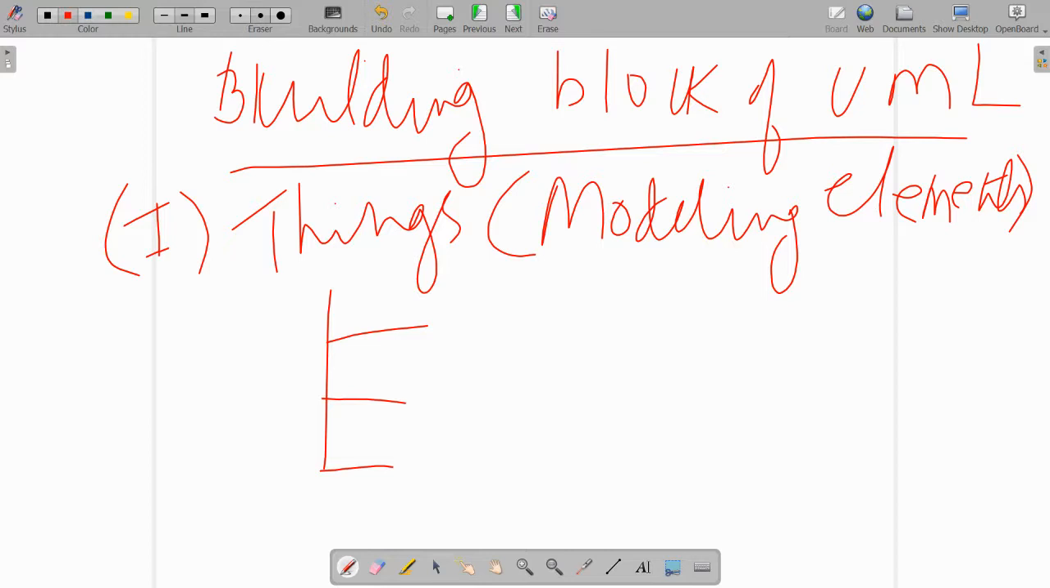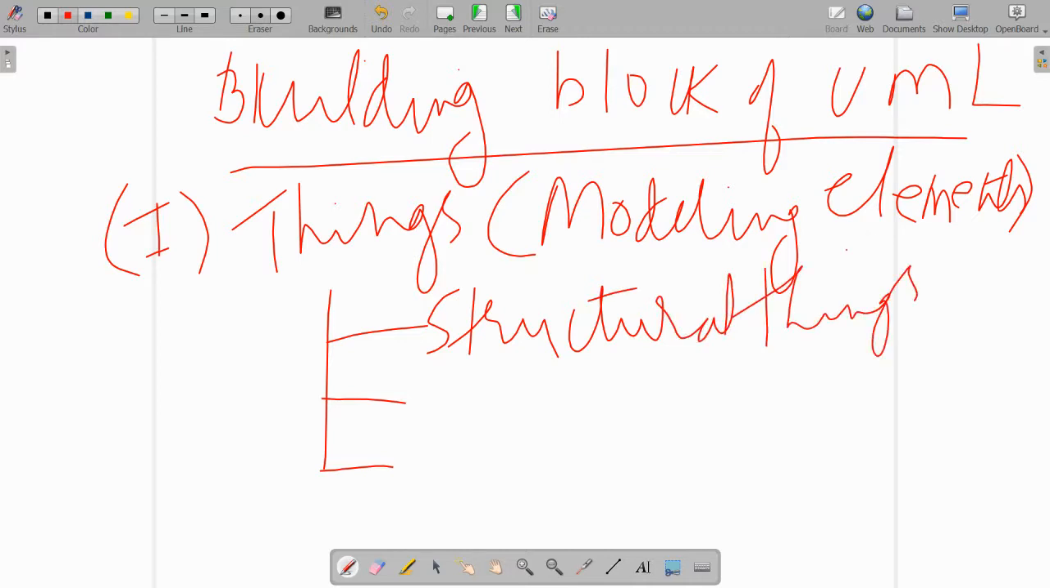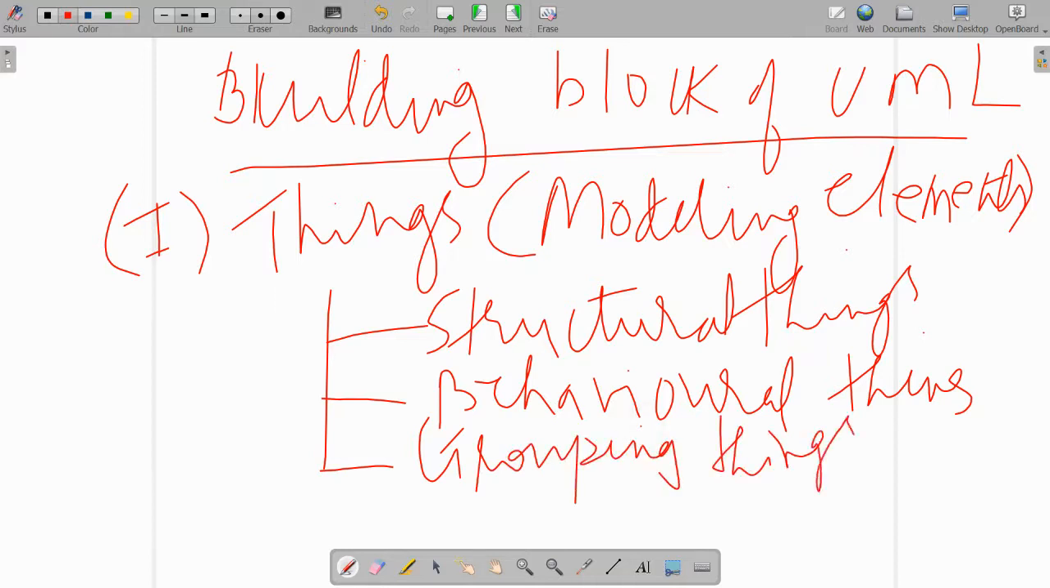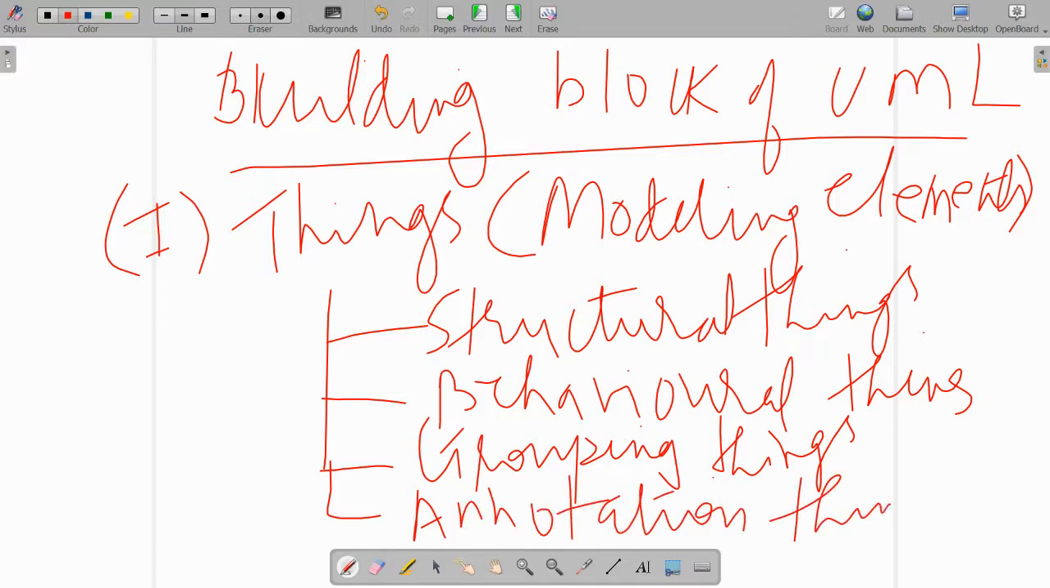One is structural things. Second one is behavioral things, and third one is grouping things. In some books you will also see a fourth one. It is not so important, but you can have this: annotation things.